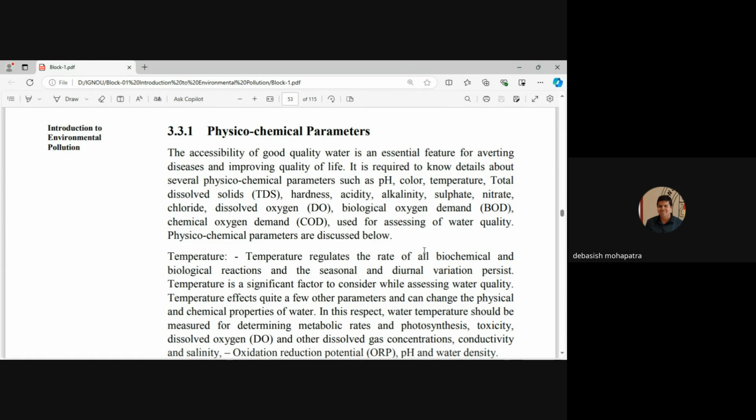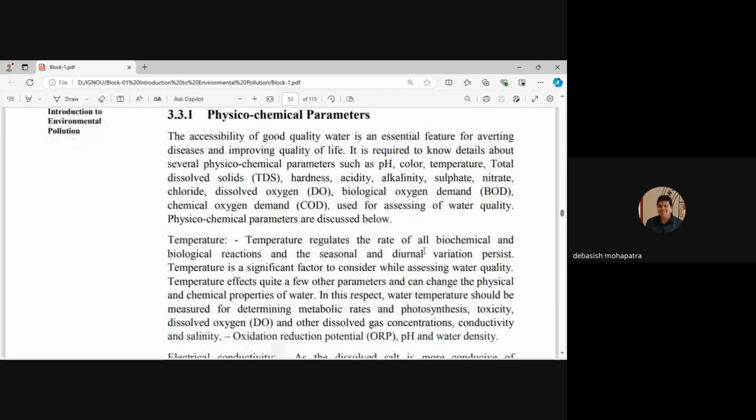The first is the temperature. Temperature regulates the rate of all biochemical and biological reactions, and seasonal and diurnal variation persist. Temperature is a significant factor to consider while assessing water quality. Temperature affects a few other parameters, and can change the physical and chemical properties of water. In this aspect, water temperature should be measured for determining metabolic rates and photosynthesis, toxicity, dissolved oxygen DO, and other dissolved gas concentration.